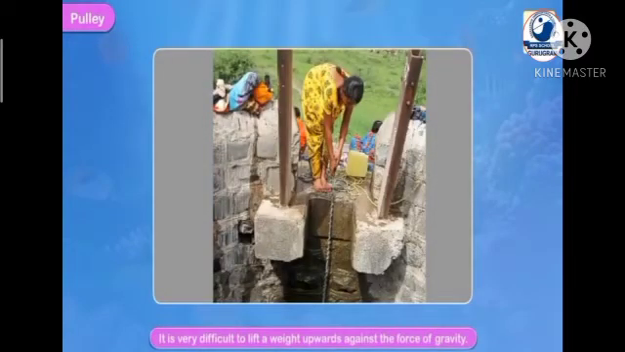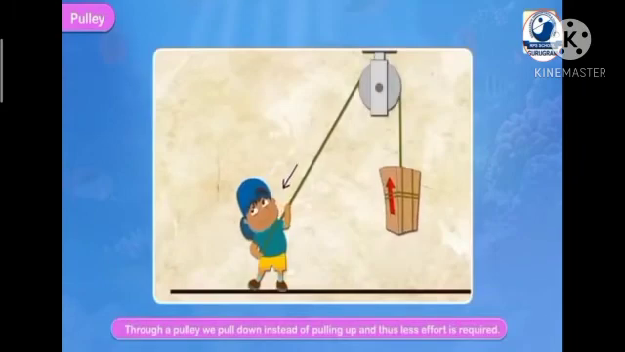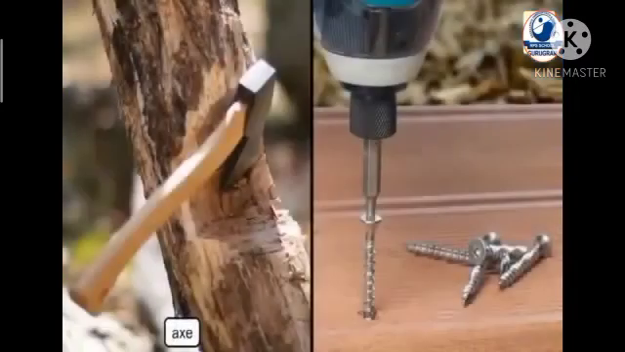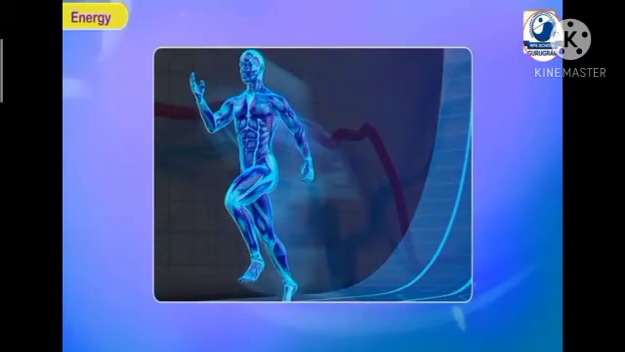It is very difficult to lift a weight upwards against the force of gravity. But through a pulley, we pull down instead of pulling up, and thus less effort is required. Wedges and screws are other simple machines or tools we use in our daily lives.